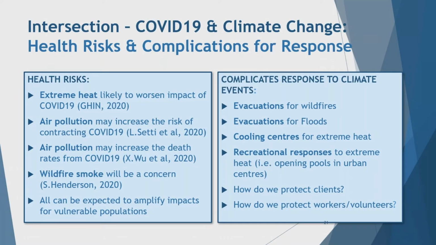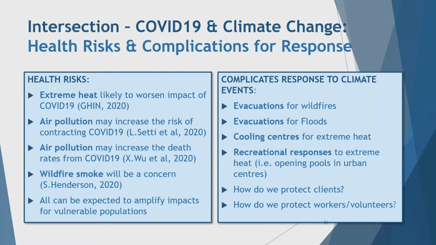So, just changing topics entirely, I've been trying to think about what COVID-19 means for climate change. First of all, we've all seen studies coming out in the news about the places where the health risks are going to be possibly amplified, or some synergies in an unhealthy way. Certainly, there's been one study that has suggested that air pollution may increase the risk of contracting COVID. I don't know if that's been substantiated, but there's one study that suggests that. There's been another study that's suggested that air pollution increases the death rates from COVID. Extreme heat, people have suggested, is likely to worsen the impact of COVID, and likewise with wildfire smoke.